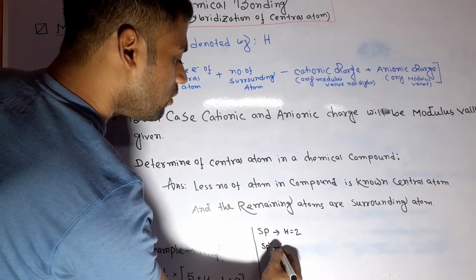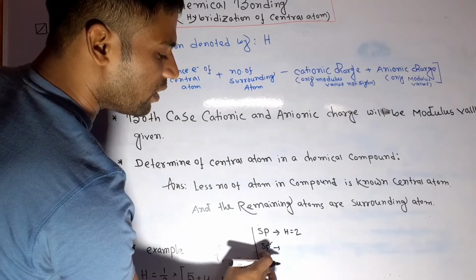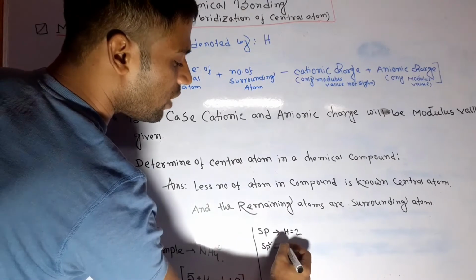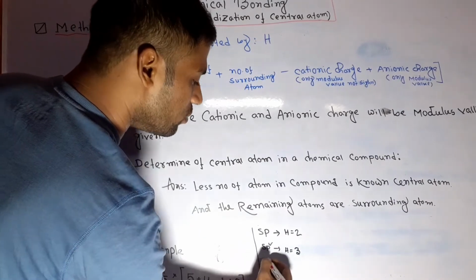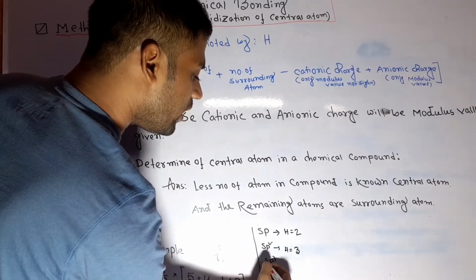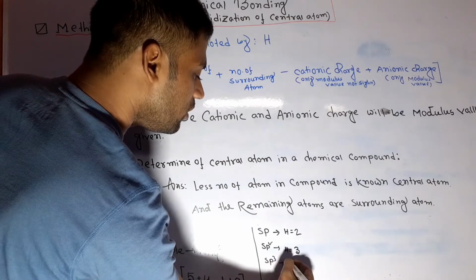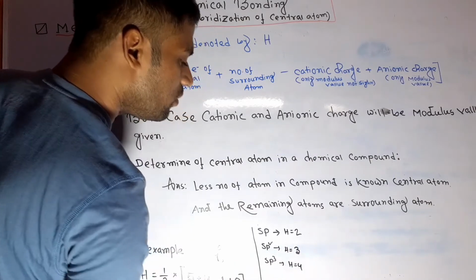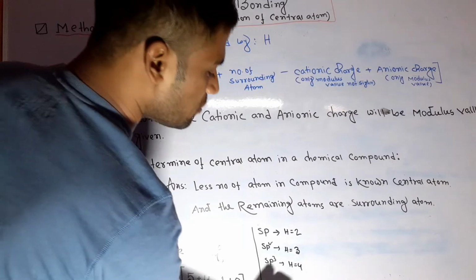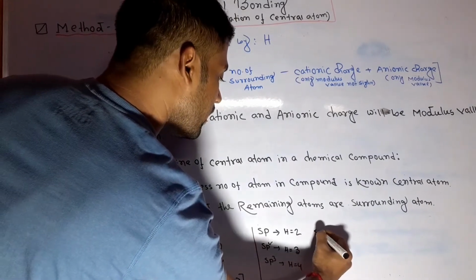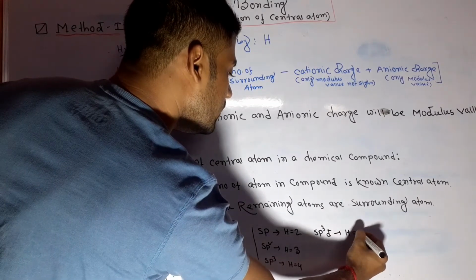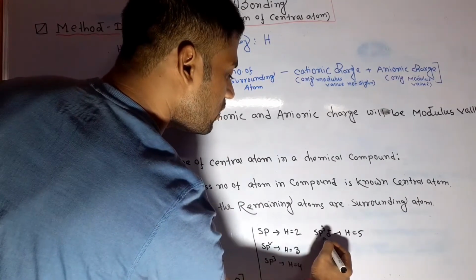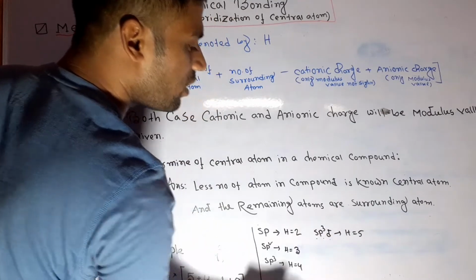Then sp2: 1s orbital, 2p orbitals, that means total 3 orbitals, so hybridization number 3. If the hybridization number is 3, then the name is sp2. Then sp3: 1s, 3p orbitals, total orbitals 4, so if the hybridization number is 4, then the name is sp3. Next, sp3d hybridization, in which condition? If H is 5, that means 1s orbital, 3p orbitals and 1d orbital, total 5 orbitals.